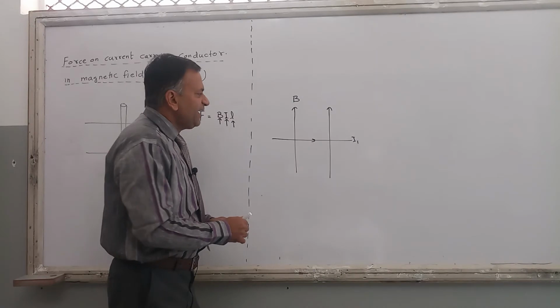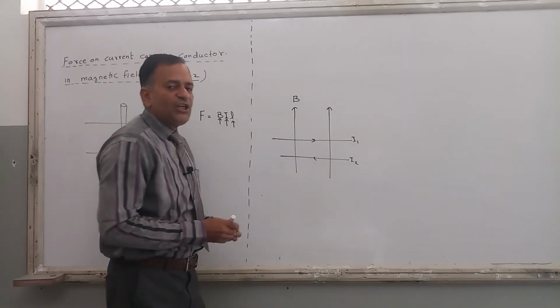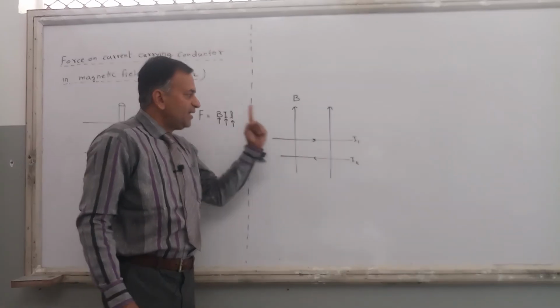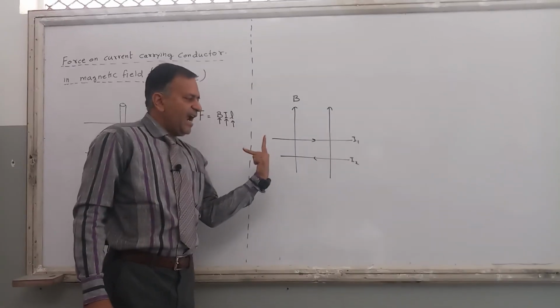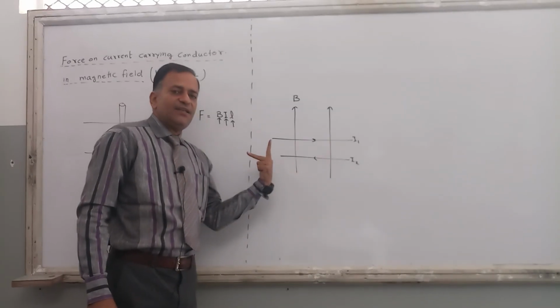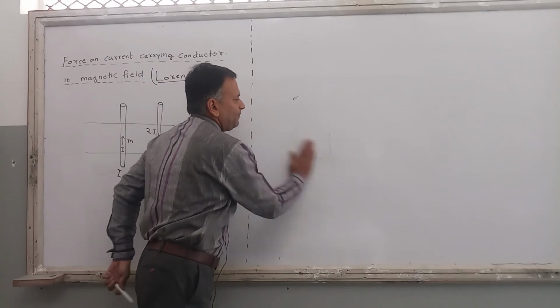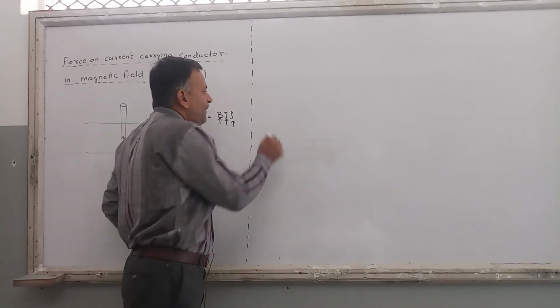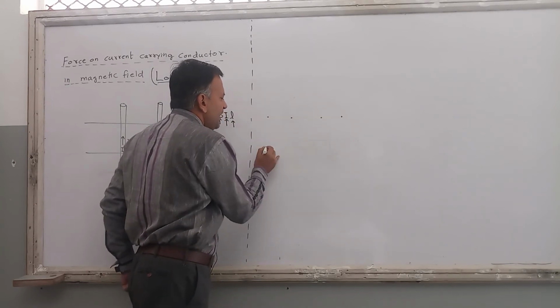Similarly, if I reverse the direction of current, I2, the direction of force is also going to change. Field, current and force. Force will be where? Force will be inside. Now, suppose the magnetic field is represented by dots.